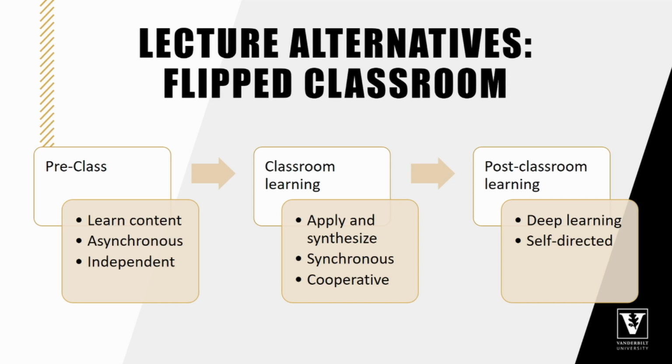Then post-classroom learning is part of the tried and true flipped classroom model. I think sometimes that's the part that's left off. It ends with the classroom activity, but really there should be some other post-learning after that, some type of deeper learning or self-directed learning. Anybody use this model that has other tips or pitfalls that they want to share?